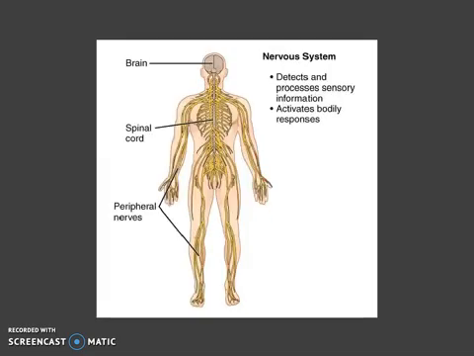The nervous system detects and processes sensory information, and it activates bodily responses. So you are able to move your muscles because the brain sends a signal to the muscles to tell them to contract. You can also tell whether a stove is hot or cold because the sensory information can travel through the nervous system to the brain, where the brain processes that information to give you a conscious understanding of whether the stove is hot or cold. So the main structures associated with the nervous system are the brain, spinal cord, and peripheral nerves.